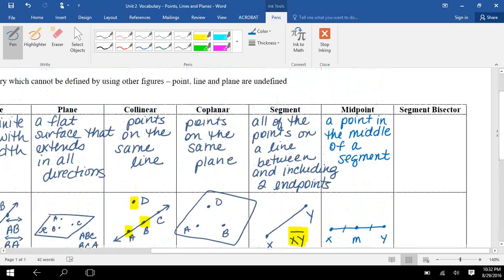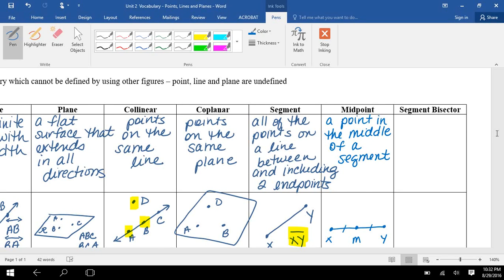And the last definition is a segment bisector. To bisect. Bisect means to cut in half. Think about the word dissect. When you dissect something, you cut it. And the prefix bi means two. So dissect means cut, bi means two, bisect means cut into two. And more specifically, cut into two equal pieces.